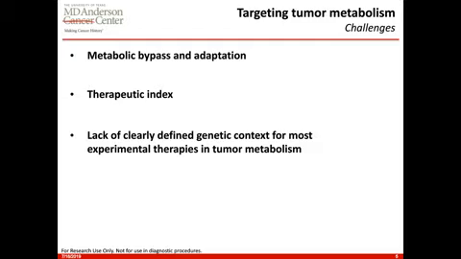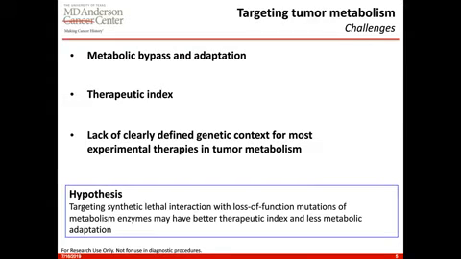It's not like an EGFR inhibitor targeting EGFR-mutated non-small cell lung cancer, or like an NTRK inhibitor targeting NTRK fusion cancer. For the tumor metabolism targets, very often we don't have that. So to overcome the challenges, our hypothesis is we should target synthetic lethal interactions, particularly for loss of function mutations of metabolic enzymes that will generate additional metabolic adaptation. And therefore, by targeting such synthetic lethal interactions, hopefully we can improve the therapeutic index and reduce metabolic adaptation as well.